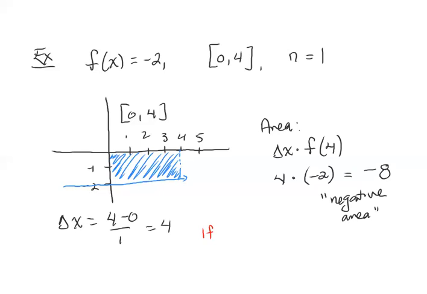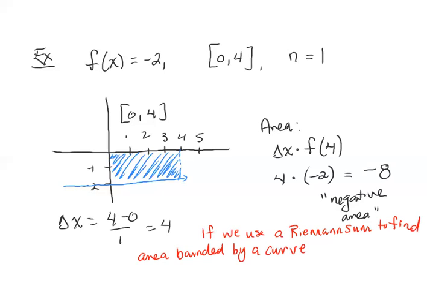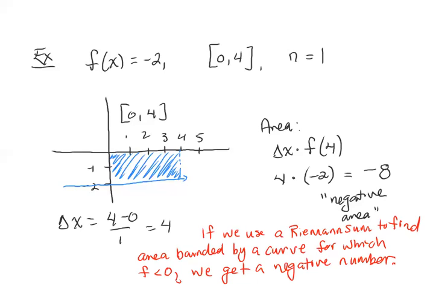I'll write that down. If we use a Riemann sum to find area bounded by a curve, that curve being f of x in this case, for which that function f is less than 0, then we get a negative number for area. That is just a general rule. Okay.